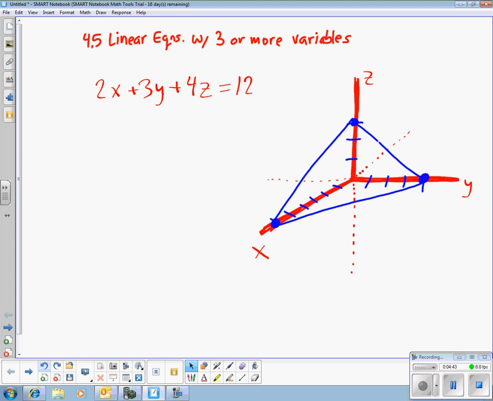Okay, so my main focus for this video is a system of equations with three variables. So let's move on to that.